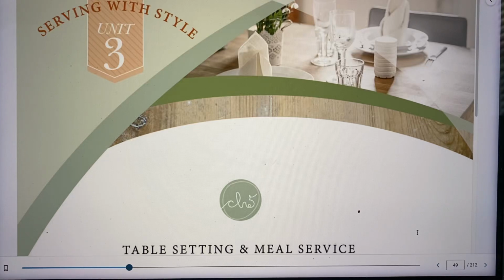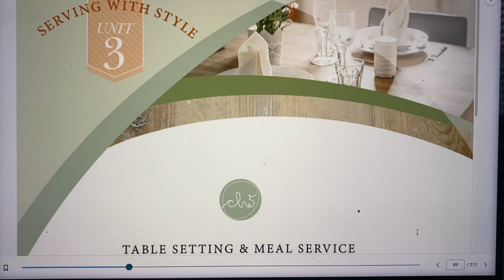We're in your culinary class and we're in Unit 3. I think this unit is really an important unit because there's going to be some day that you're going to be invited to a formal party or to a formal dinner someplace, and you'll need to know how to act there and what is important and what is etiquette.